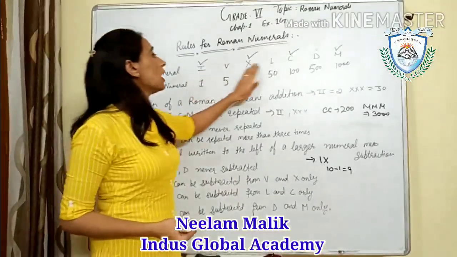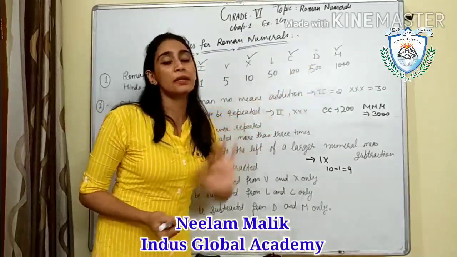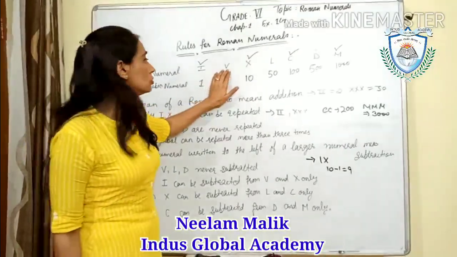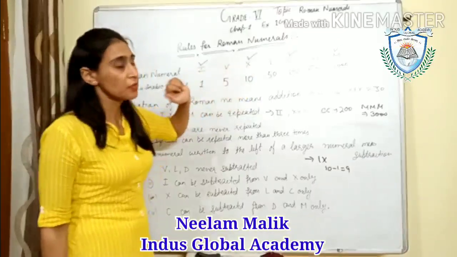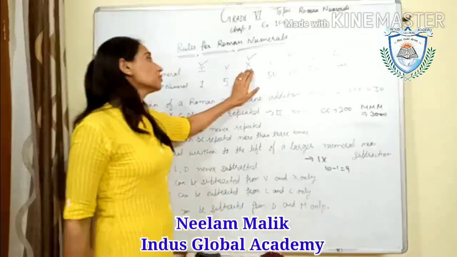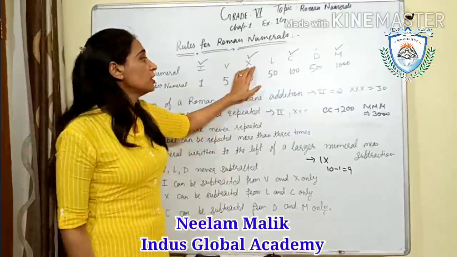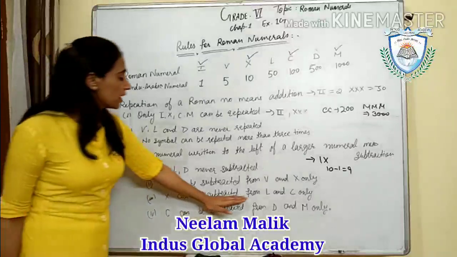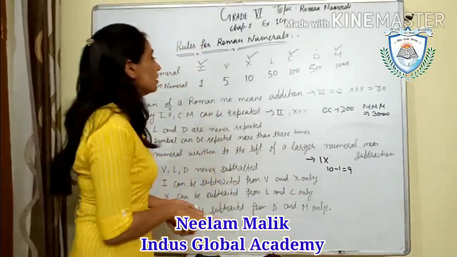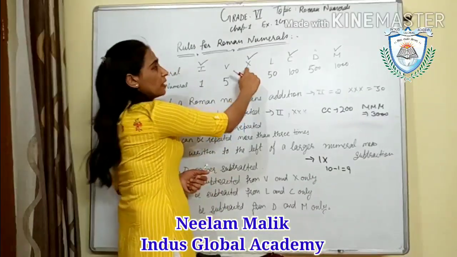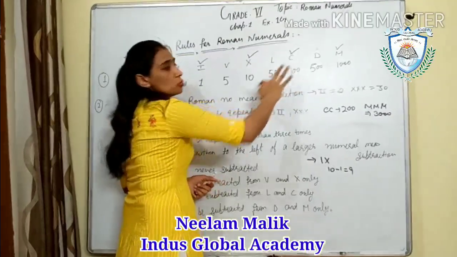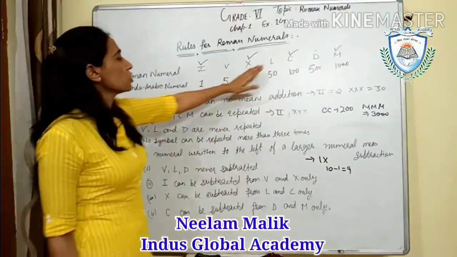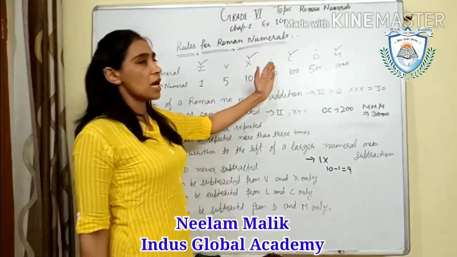Okay, we will not use IL, IC, ID and IM. Next symbol, we will not use this on the left hand side. Next is X. We can use it on the left hand side of L and C only. Here X can be subtracted from L and C only, not from any other symbols. Next, we will not repeat this, and we will not use this on the left hand side.